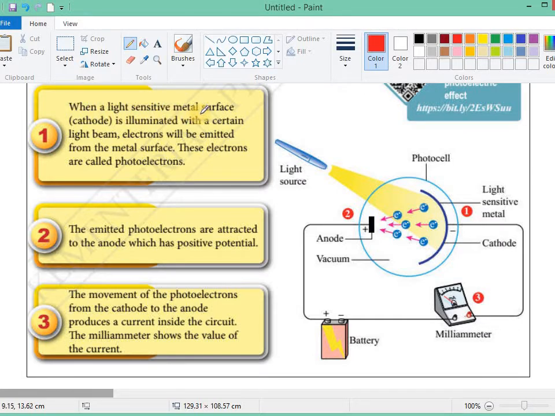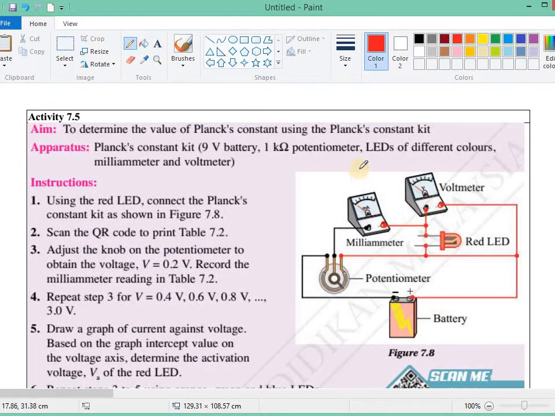When a light sensitive metal surface, the cathode, is illuminated with a certain light beam, electrons will be emitted from the metal surface. These electrons are called photoelectrons. The emitted photoelectrons are attracted to the anode, which has positive potential. The movement of the photoelectrons from the cathode to the anode produces a current inside the circuit. The milliammeter shows the value of the current.